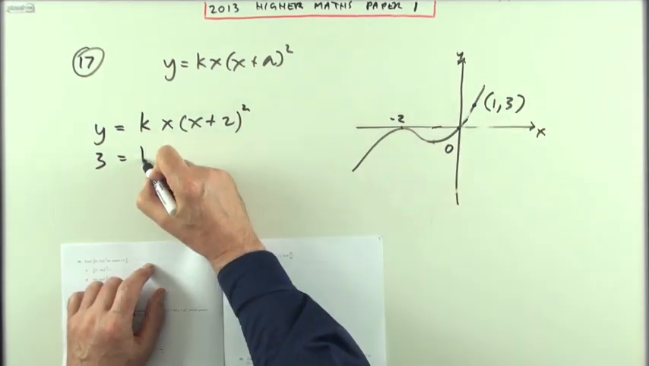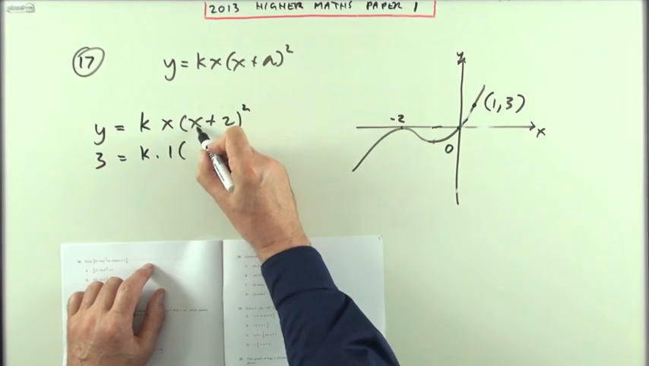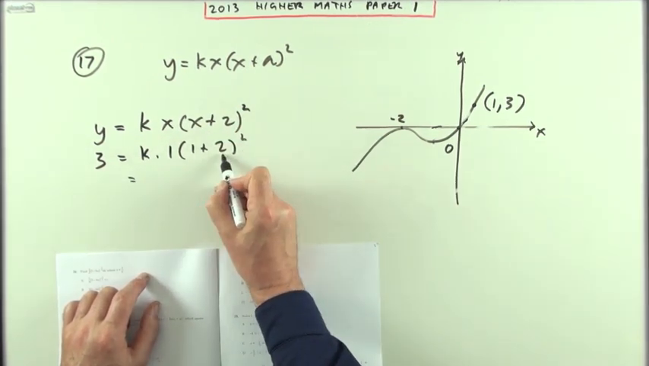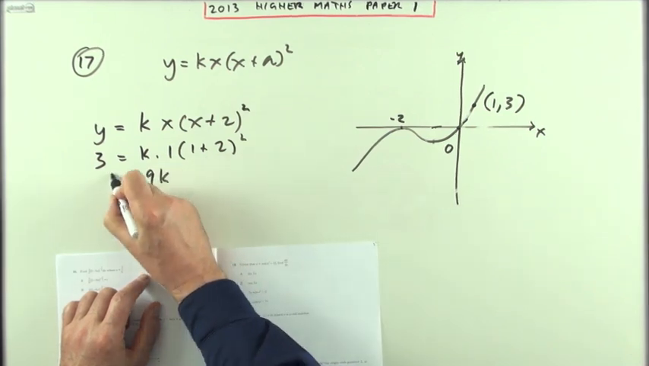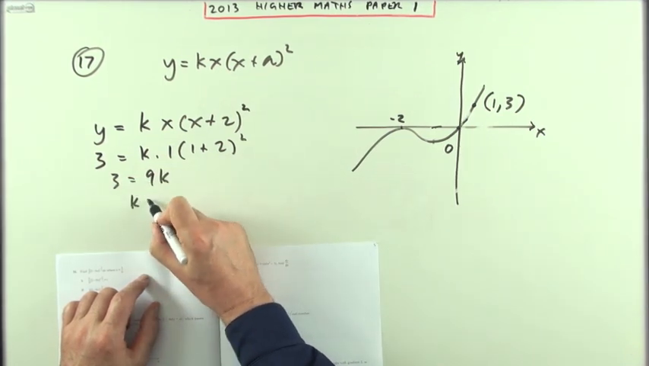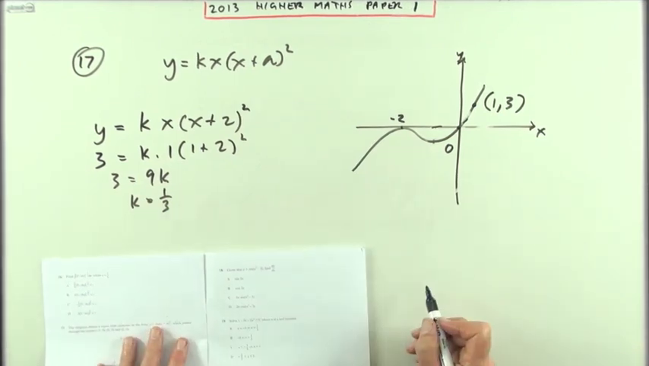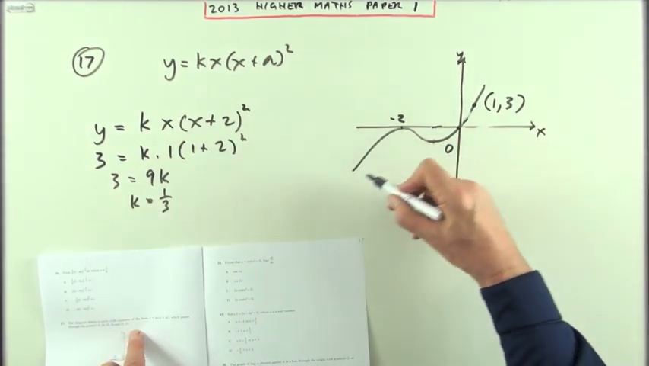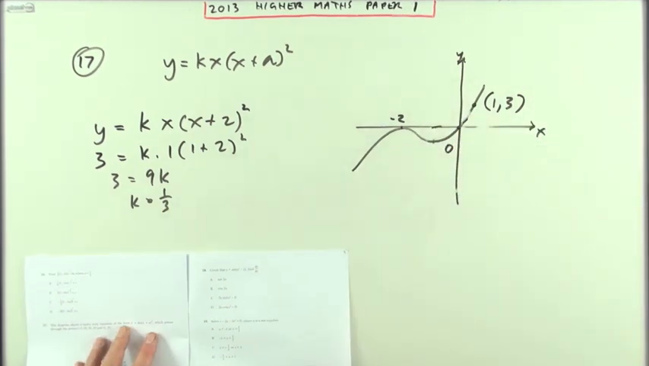X is 1. So k times 1 plus 2 squared. Well, 1 plus 2 is 3. 3 squared is 9. So that's 9k. So k must be, take the 9 across and divide, must be 1/3. You knew it had to be positive anyway, because that's a positive cubic graph that goes up like this.